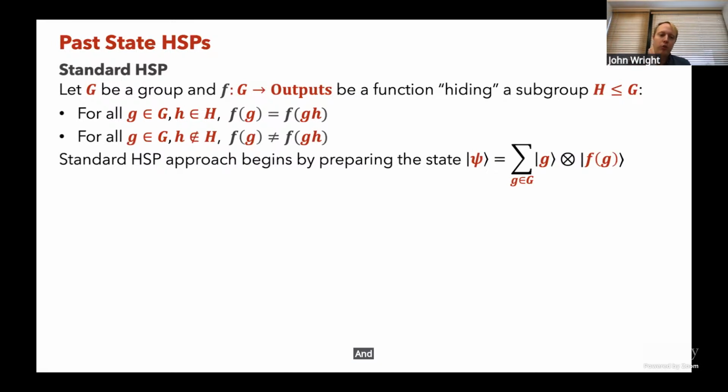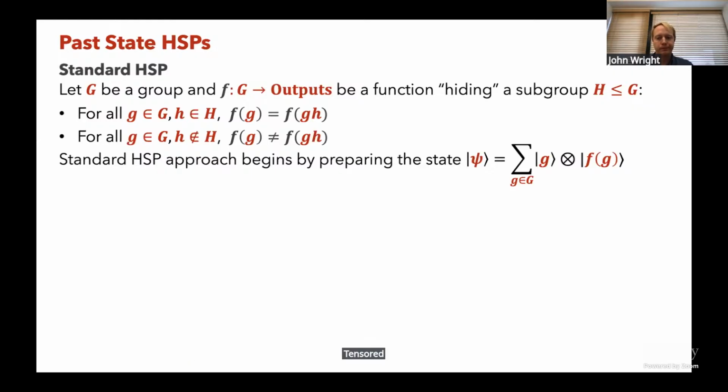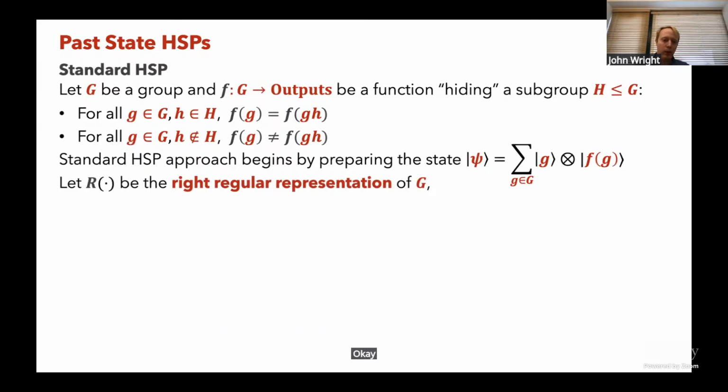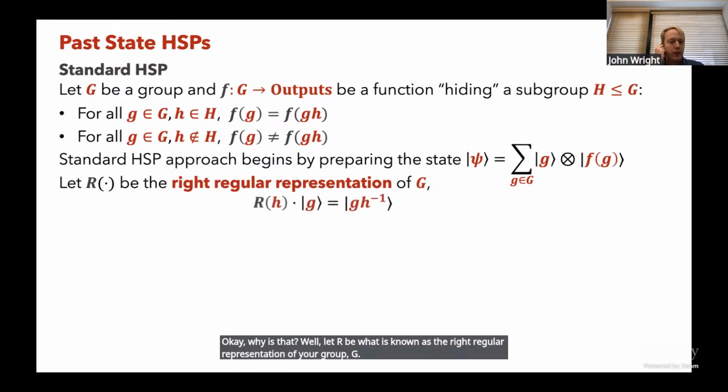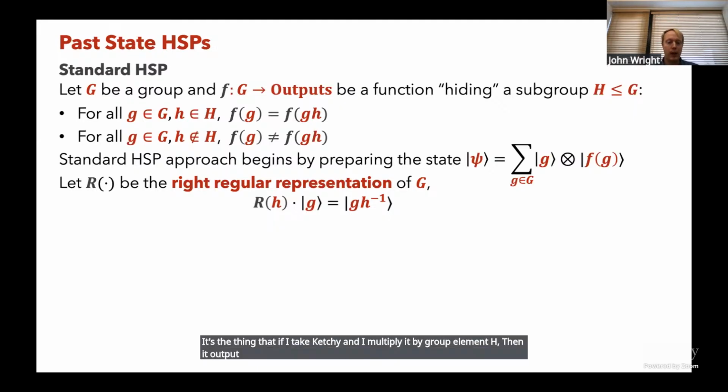And the standard HSP approach typically begins just by preparing the state psi, which is a uniform superposition over group elements g, tensored with f evaluated on g. But I claim once you do that, then you basically have an instance of the state HSP problem. Why is that? Well, let R be what is known as the right regular representation of your group G. It's the thing that if I take ket g and I multiply it by group element h, then it outputs the vector g h inverse.